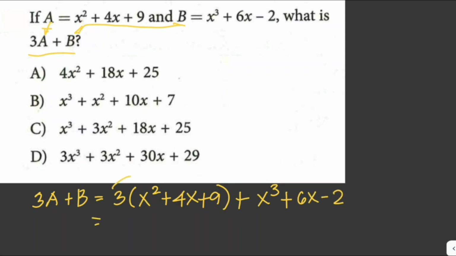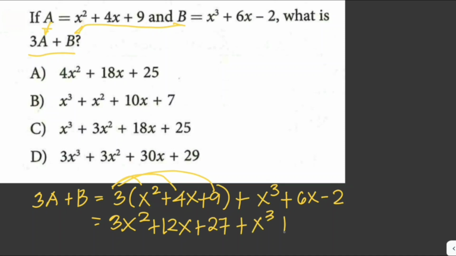And then we can distribute 3 to the expression inside the parentheses. So this is 3x squared plus 12x plus 27 plus x cubed plus 6x minus 2. And then we group like terms. So we only have 12x and 6x as like terms, as well as 27 and negative 2. Then we can arrange them from the highest order, or the highest exponent.